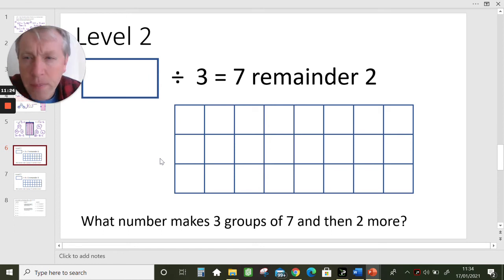Here's a trickier one. Level 2. So I'm saying to you, here's a question, and we've got to work out what the missing number is here. There's a missing number, a mystery number. The mystery number divided by 3 makes 7, remainder 2. Oh. Pause the video, have a go.